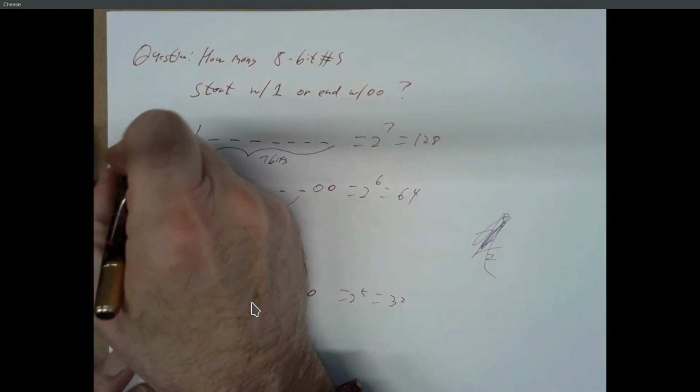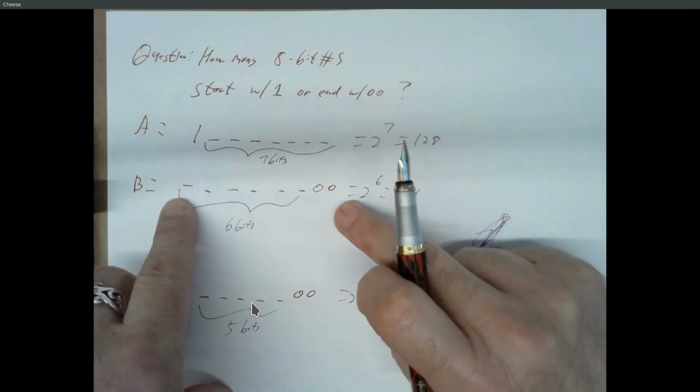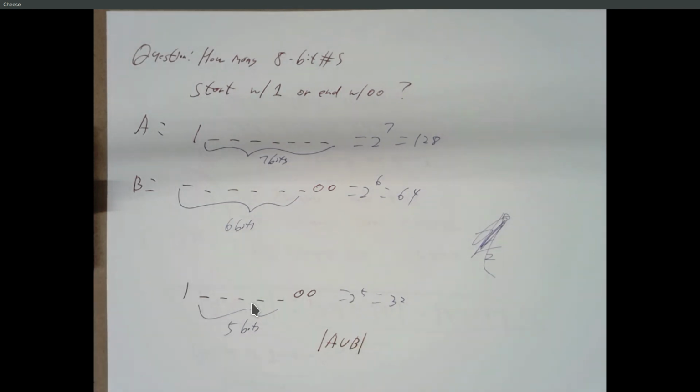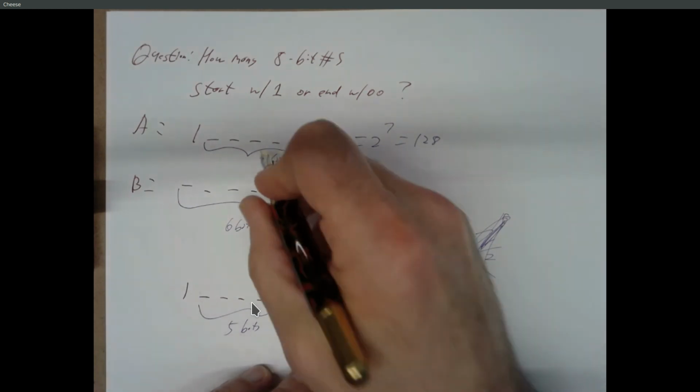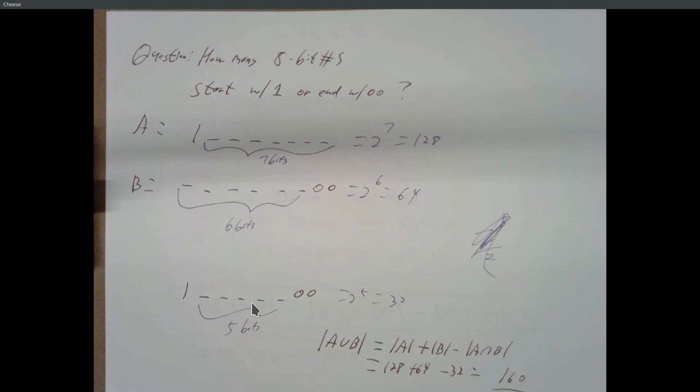So here's our set A. Here's our set B. So A is all the numbers in this form, B is all the numbers in this form, and we want to know what's the cardinality of the union of that. In other words, how many numbers are in this form or this form. And the principle of inclusion-exclusion says it's the number of things in A plus the number of things in B minus the number of things in the overlap. So 128 plus 64 minus 32, so that's 160.